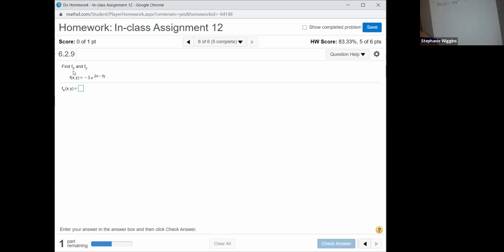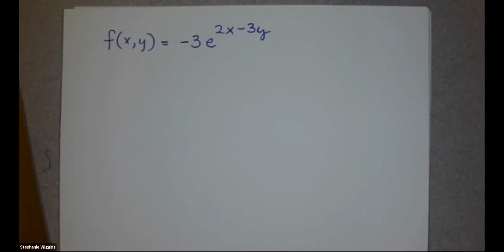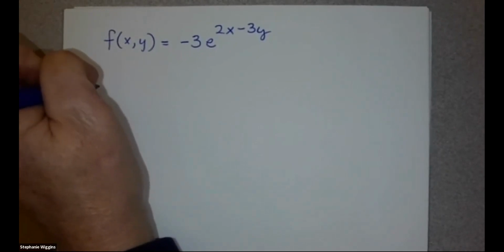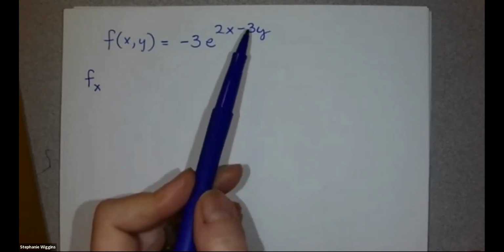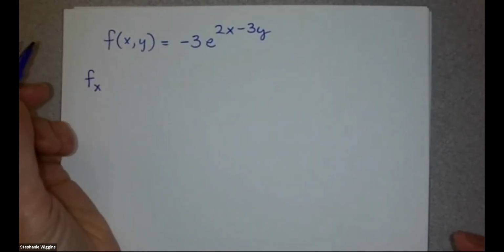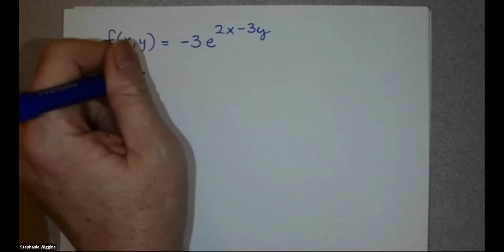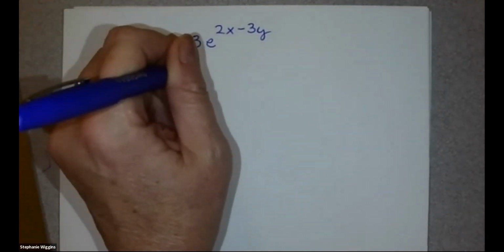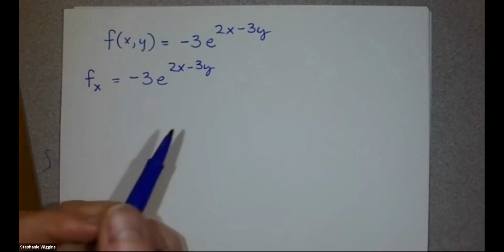And I'm differentiating first with respect to x, and then I'm going to differentiate with respect to y. But we use the same rules. When we differentiate with respect to x, we treat y as a constant, but the rules still apply. You copy what you see, so you get negative 3e to the 2x minus 3y. Multiply by the derivative of the natural log of the base. Well, the base is e, so the natural log of e is just 1. We don't have to worry about that.